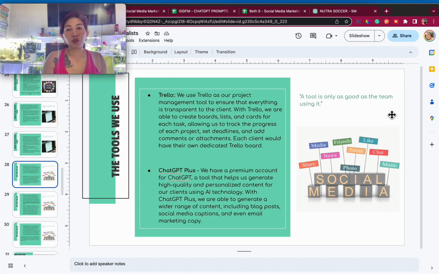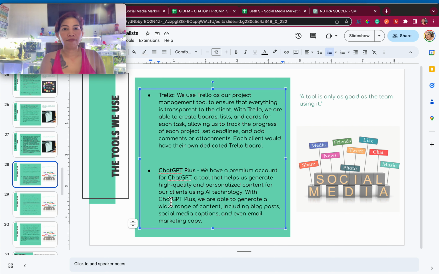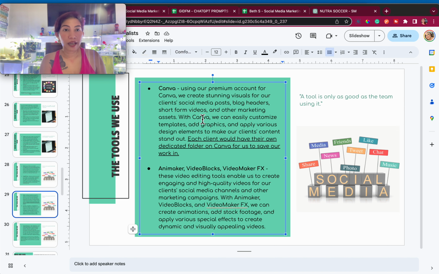Okay, again, the tools we use: Trello, you know that already by now because of the intro video. ChatGPT Plus. We use Canva for our graphics. We also used to use Visme, but we stopped using that. We also have a PicMonkey account. Stencil, we used to use that too, but right now we're focusing on Canva. Canva has AI already integrated into it, so it's amazing.